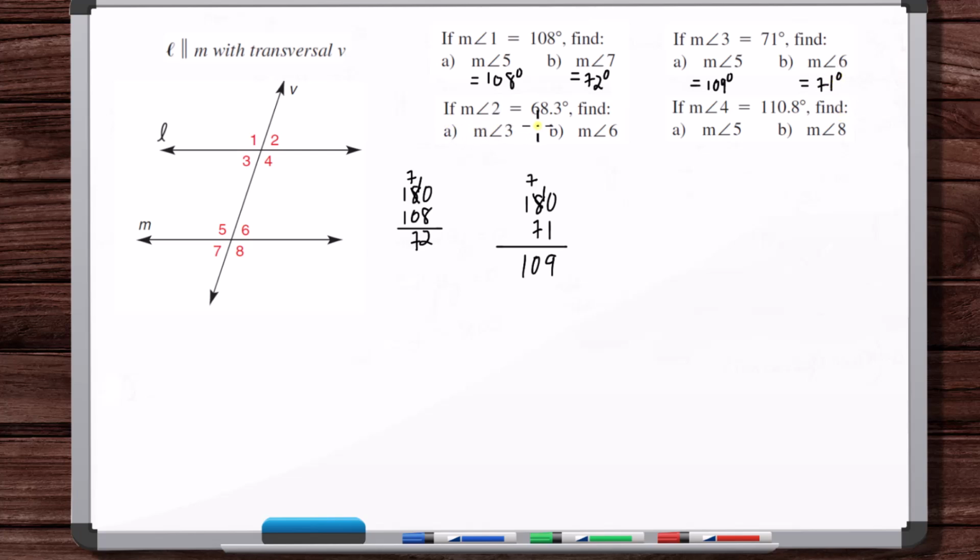Okay, the measure of angle 2 is 68.3 degrees. Find the measure of angle 3 and the measure of angle 6. So vertical angles, 2 and 3. So this is going to be 68.3 degrees. And the measure of angle 6, alternate interior angles, 68.3 degrees. And again, I just want to point out that this only works because L and M are parallel. They've stated that. Okay, if the measure of angle 4 is 110.8 degrees, find the measure of angle 5 and the measure of angle 8. Those are all going to be congruent, alternate interior and then vertical.